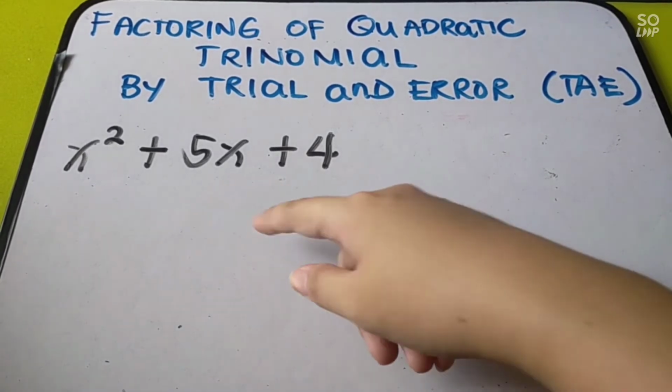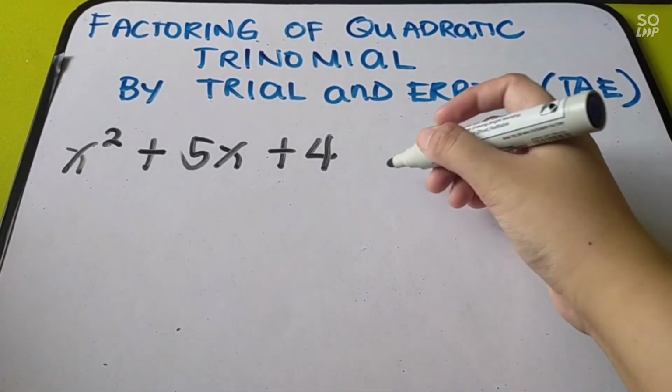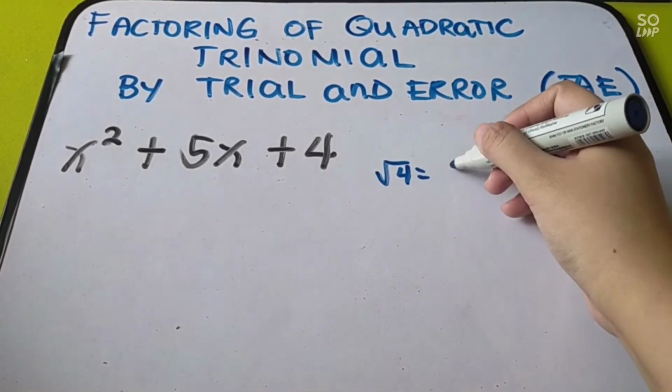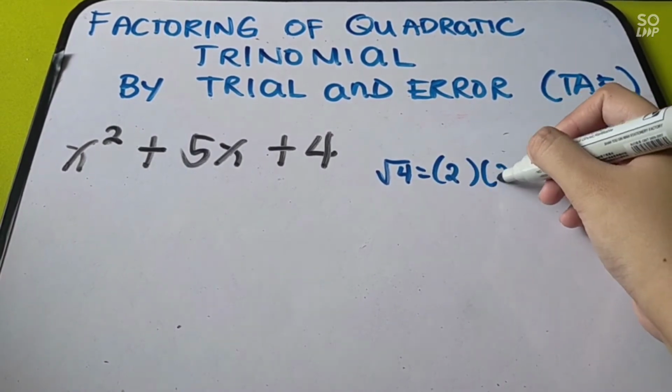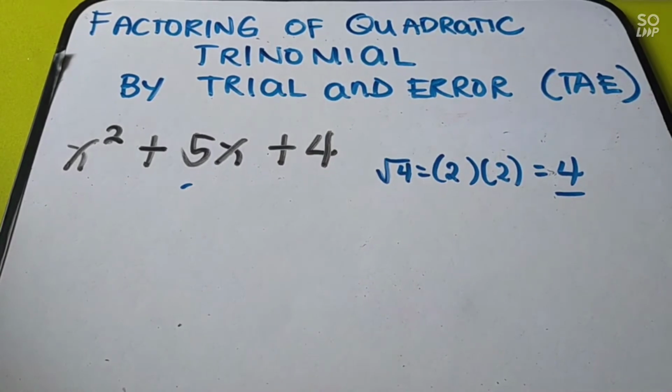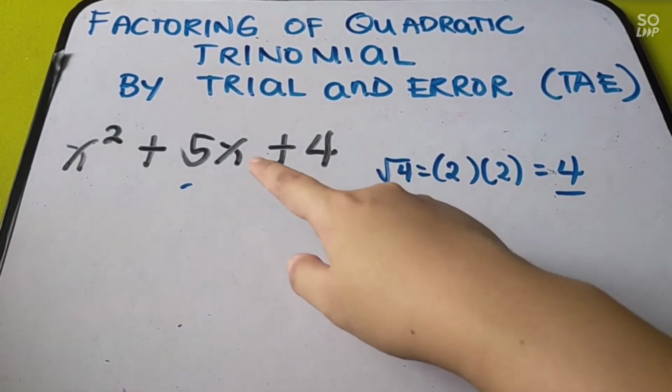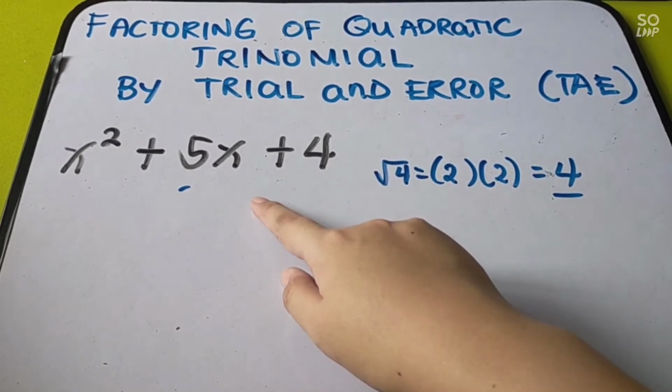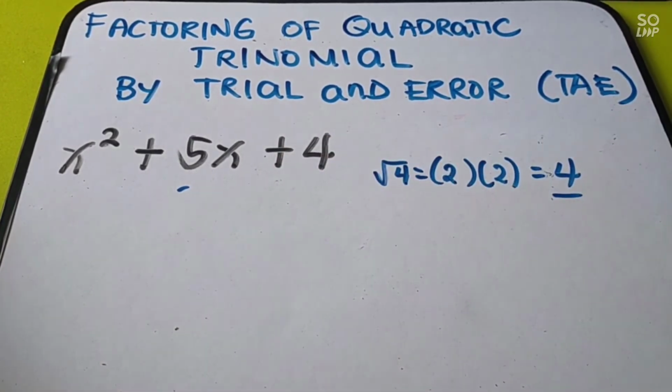Bakit po? Kasi, when you find the square root of 4, the answer is 2. Then, if you multiply it to 2, the answer is 4. 4 ba yung gitna? Hindi. So, we cannot apply it to this kind of trinomial. So, we will use trial and error.